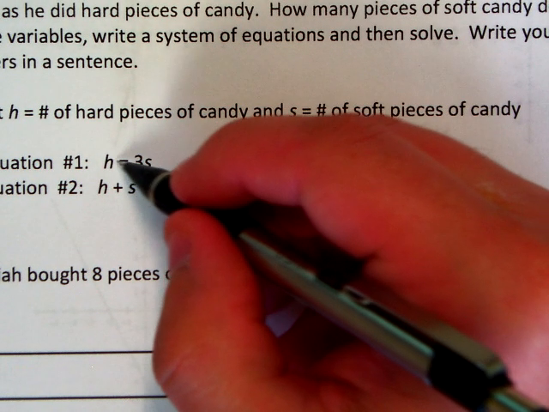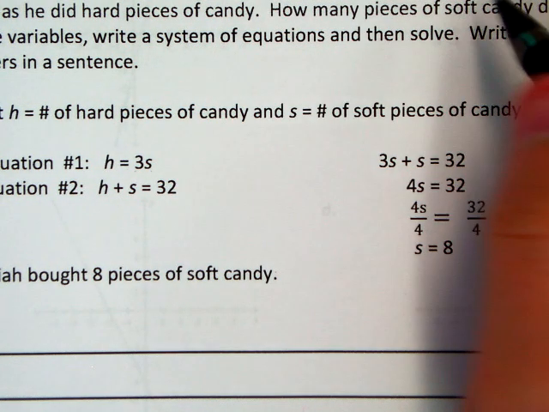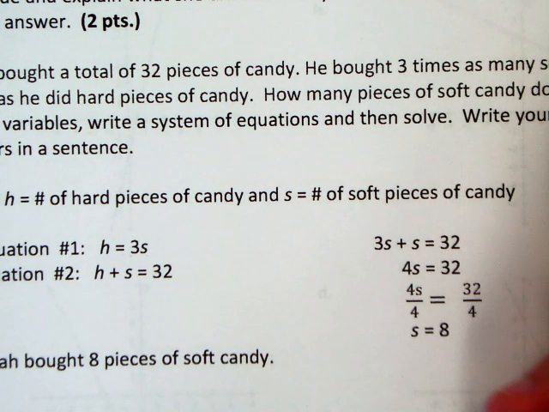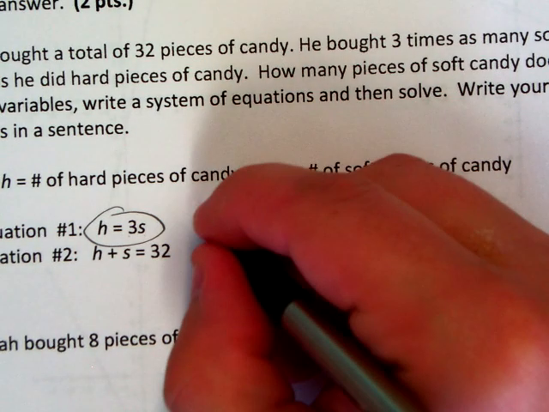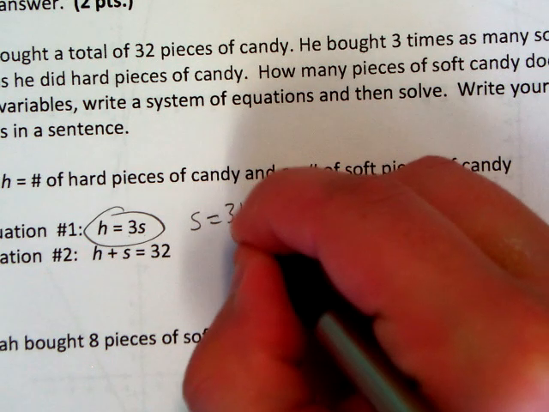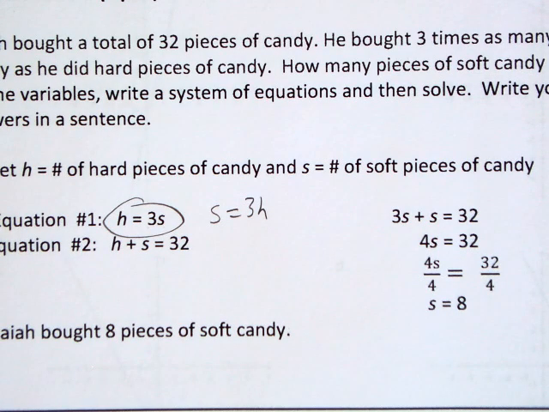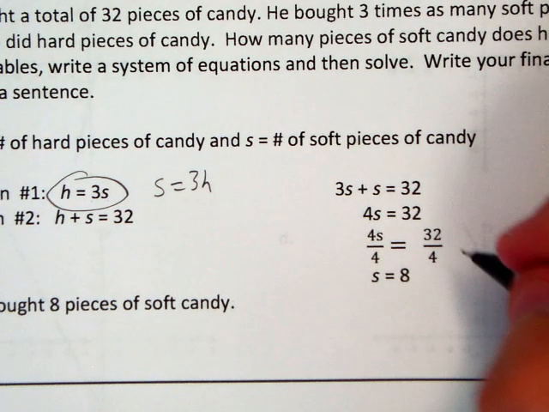Her first equation was H equals 3S, which means the number of hard candies is equal to 3 times the soft candies. But it said in the problem that he bought 3 times as many soft candies as hard candies. So here's a mistake. It should have been S equals 3H. Let's keep going to make sure that we're still doing okay. Total pieces of candy is 32. This looks good.